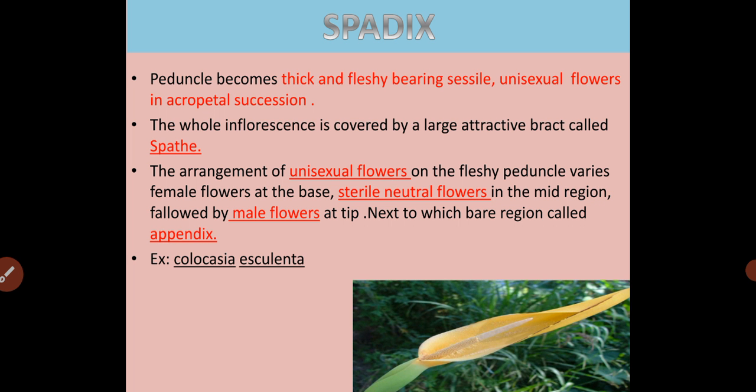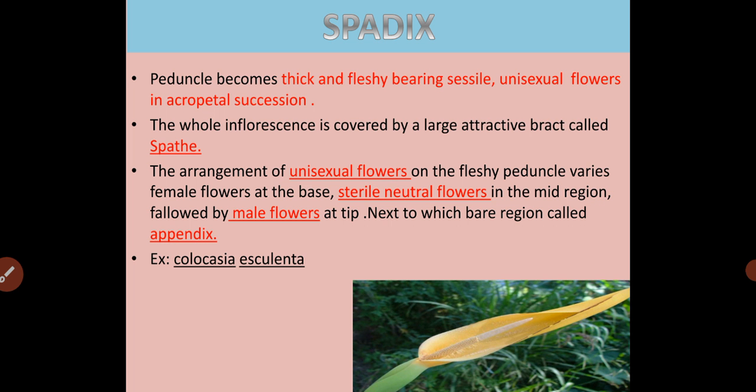The next one is the spadix. The peduncle becomes thick and fleshy, bearing sessile unisexual flowers in acropetalous succession. The whole inflorescence is covered by a large attractive bract called the spathe. The arrangement of unisexual flowers on the fleshy peduncle varies. Female flowers at the base, sterile neutral flowers in the mid region, followed by male flowers at the tip, next to which a bare region is present and it is called the appendix, as seen in the case of Colocasia esculenta.